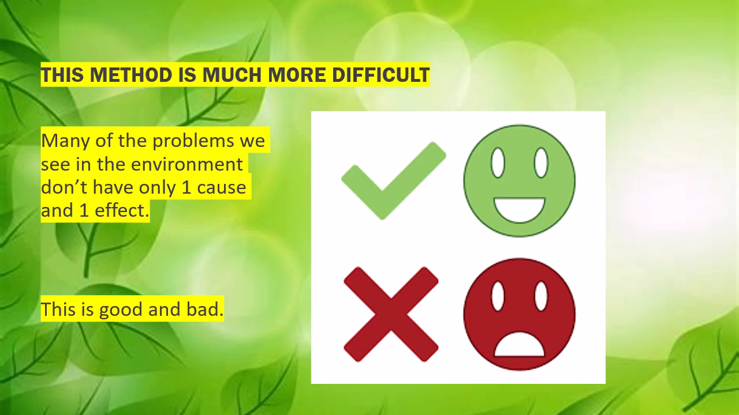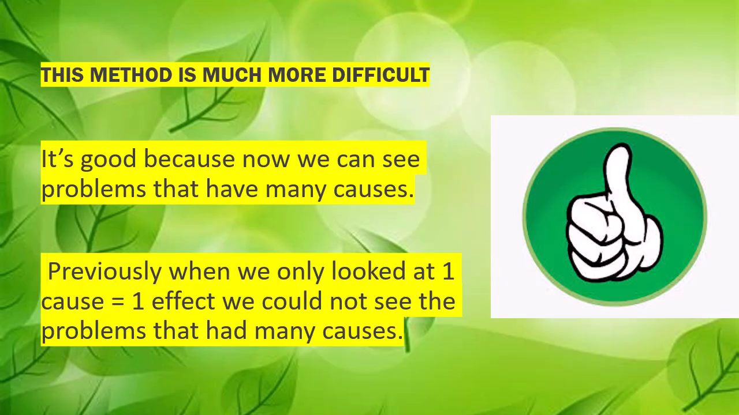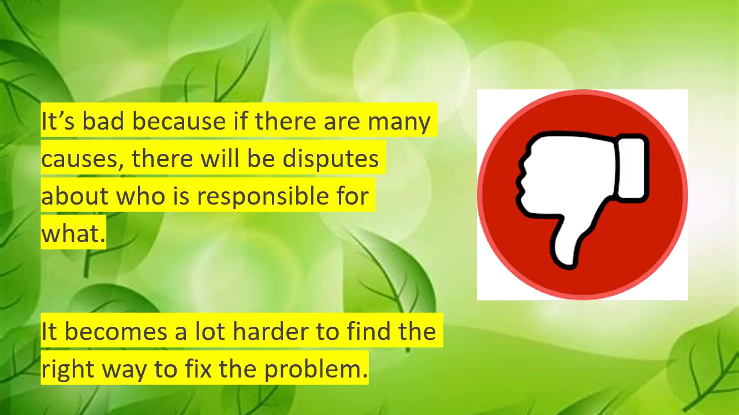And this is good and bad. It's good because now we can see problems that have many causes. Previously, when we only looked at one cause equals one effect, we could not see the problems that had many causes. It's bad because if there are many causes, there will be disputes about who is responsible for what. It becomes a lot harder to find the right way to fix the problem.